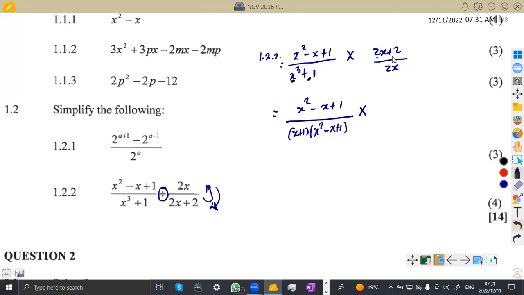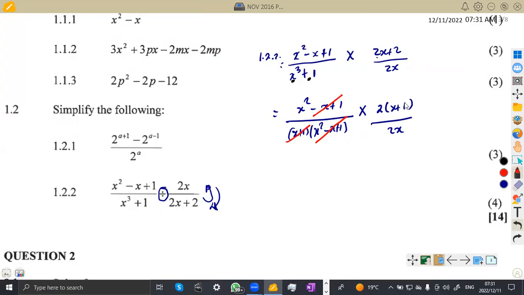On 2x plus 2, you factor out 2, you remain with x plus 1 over 2x. All right, so that's what we have. We can see that the x squared minus x plus 1 and the x squared are the same, so we can cancel them out, as long as it is between the numerator and the denominator.